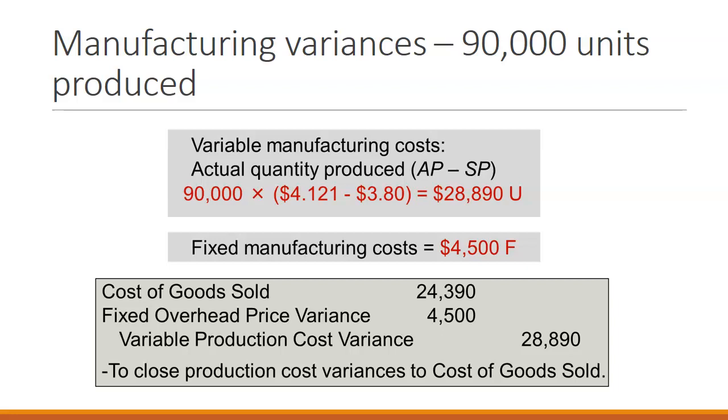However, our actual cost was $4.121 per unit. So we had a total variable manufacturing cost variance of $28,890. We also had a fixed manufacturing cost spending variance of $4,500. That was a favorable variance. So we are closing those to cost of goods sold in the journal entry below.